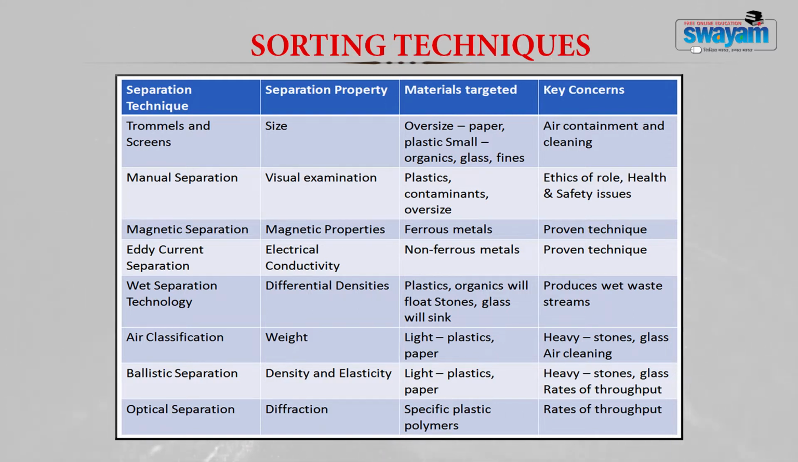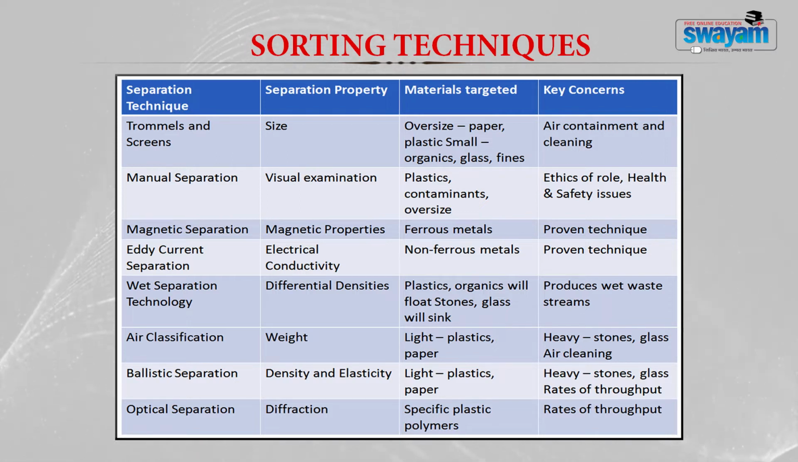Now, first is trommels or screens, which is generally for reducing the size. Here the materials generally targeted are paper, small plastics and glass, and the key concern of this separation technique is that cleaning and air containment is a problem. Now, the second sorting technique is manual separation. This is done based on visual examination. Plastic and other oversized contaminants can be easily removed. Here occupational health and safety is a key concern.